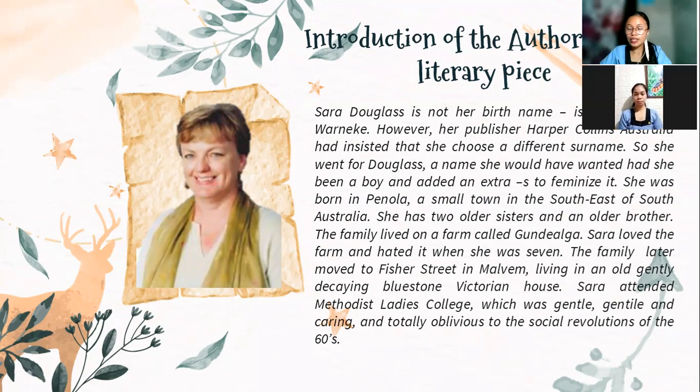She has two older sisters and an older brother. The family lived on a farm called Gundelga. Sara loved the farm, and hated it when she was 7. The family later moved to Fisher Street in Malvern, living in an old, gently decaying bluestone Victorian house. Sara attended Methodist Ladies College, which was gentle, genteel, and caring, and totally oblivious to the social revolutions of the 60s.